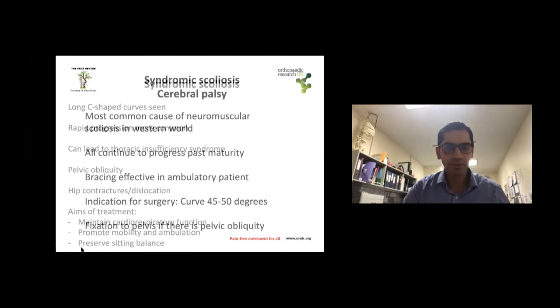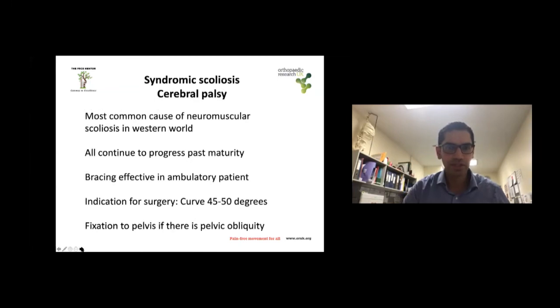An example would be cerebral palsy, which is a condition in this category. It's the most common cause of neuromuscular scoliosis. These curves can continue past maturity. Bracing is effective only in ambulatory patients. Scoliosis is more common in GMFCS grades 4 and 5. So it's important to know GMFCS, which is graded from 1 to 5. 1 is when they're mobile and 5 is when they're pretty much completely dependent in a wheelchair. Once they become more immobile, they're more likely to have scoliosis.